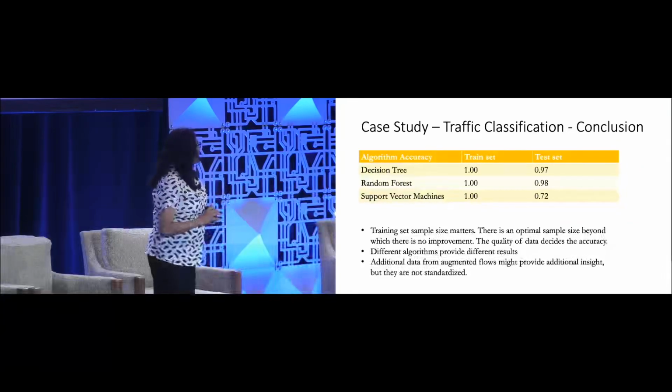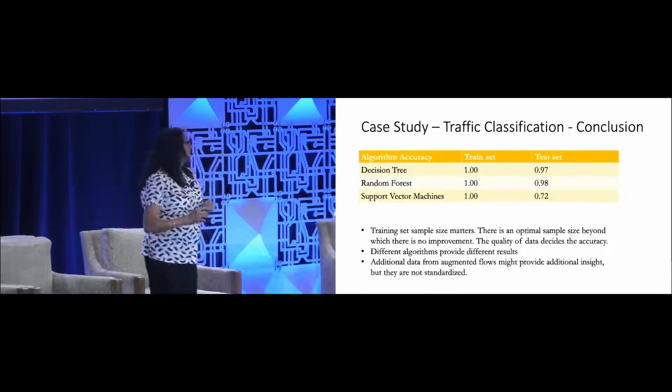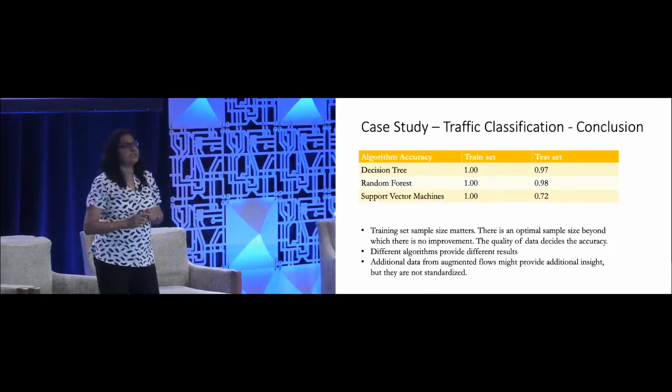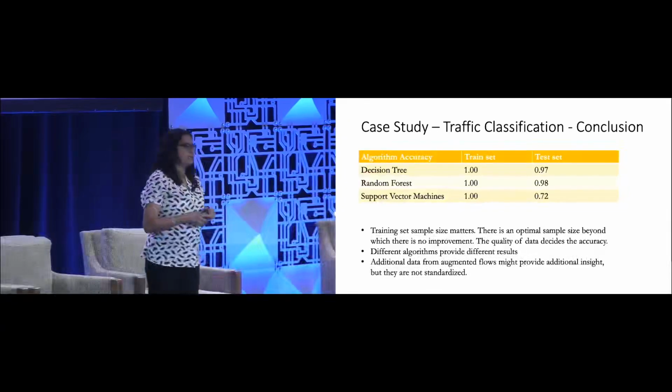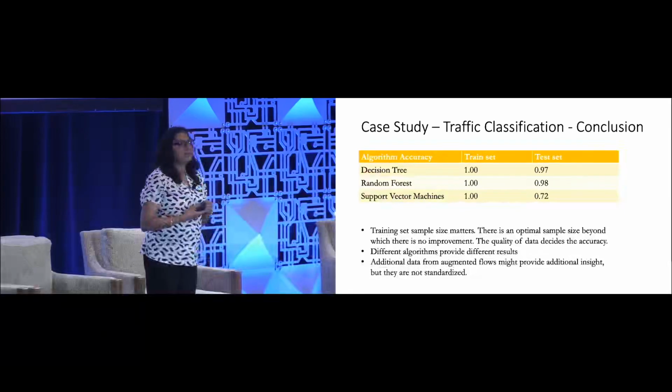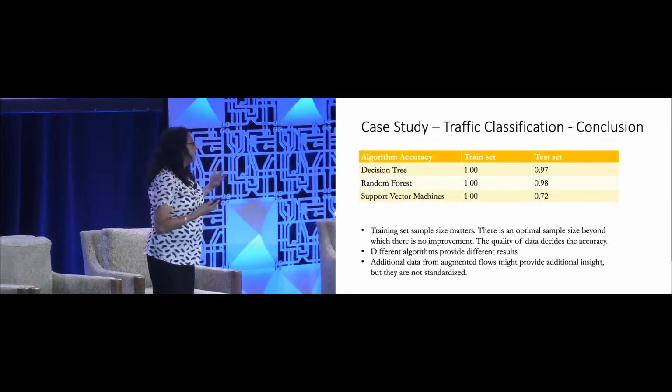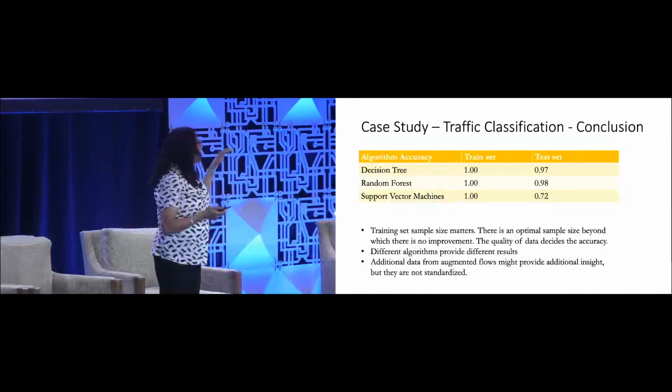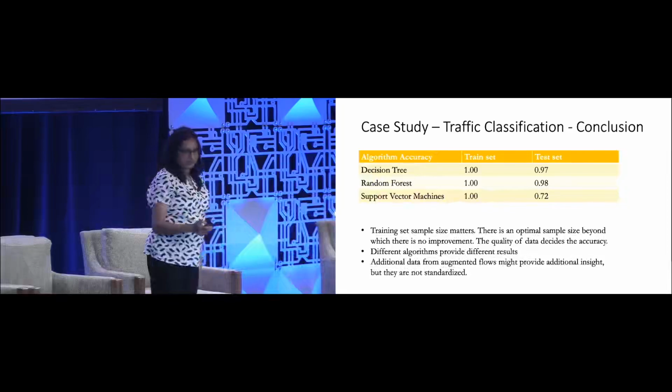So the decision tree, random forest, and support vector machines. Unfortunately, support vector machines did not give us any more accuracy than just port-based. I think it's just because the way the algorithm works wasn't really helpful for this. So decision tree and random forest were the two that gave us comparable results.